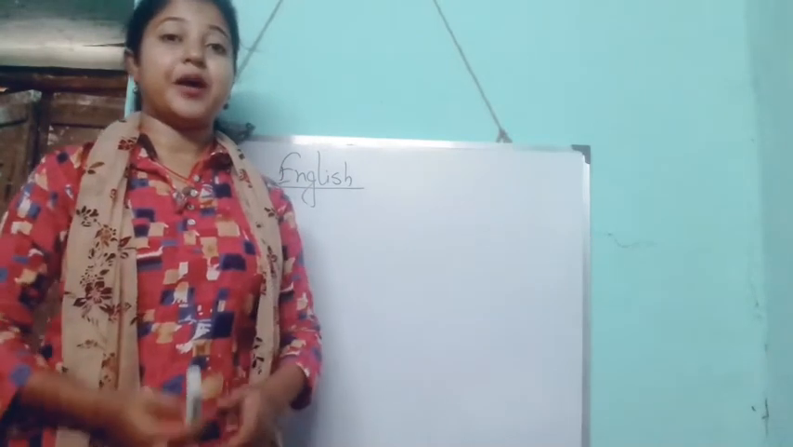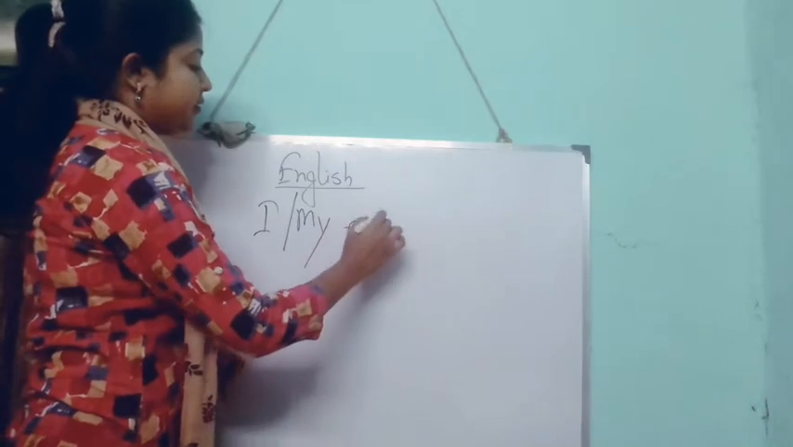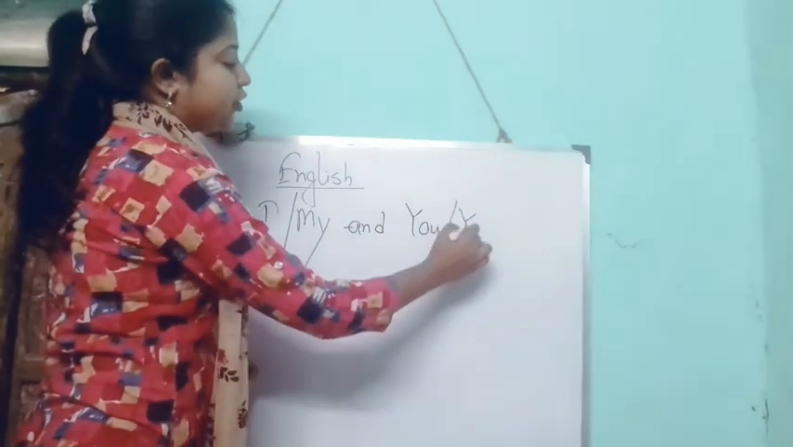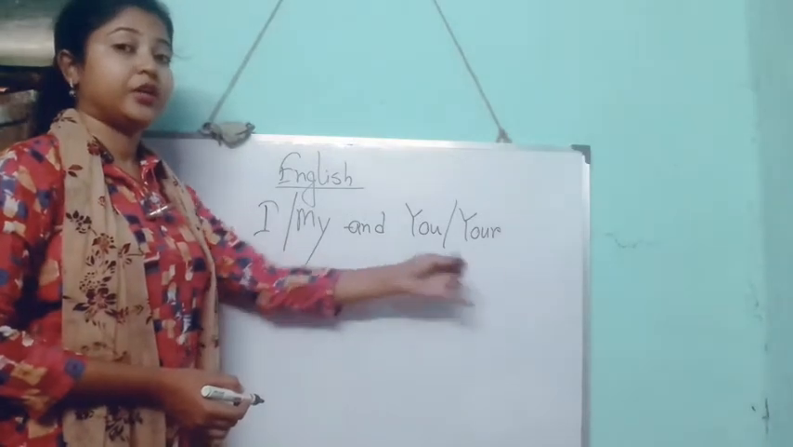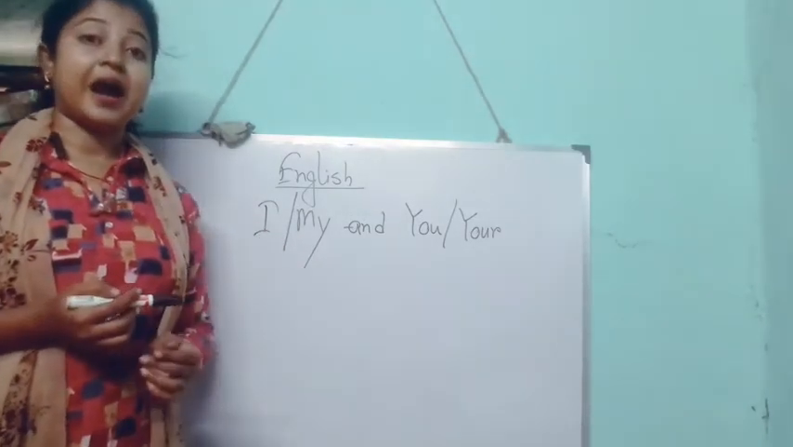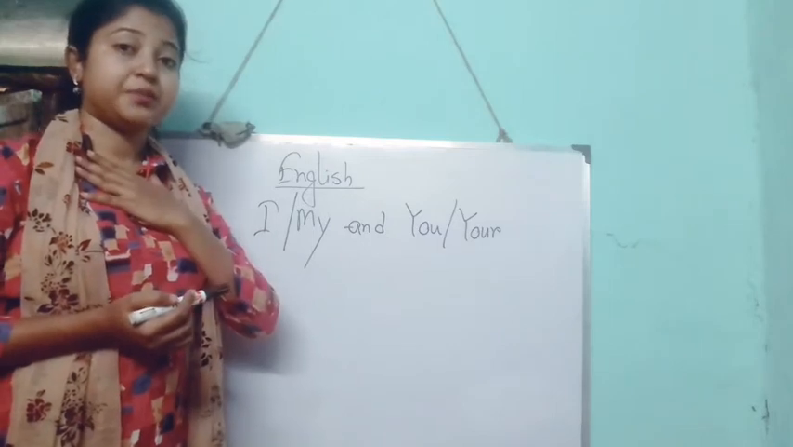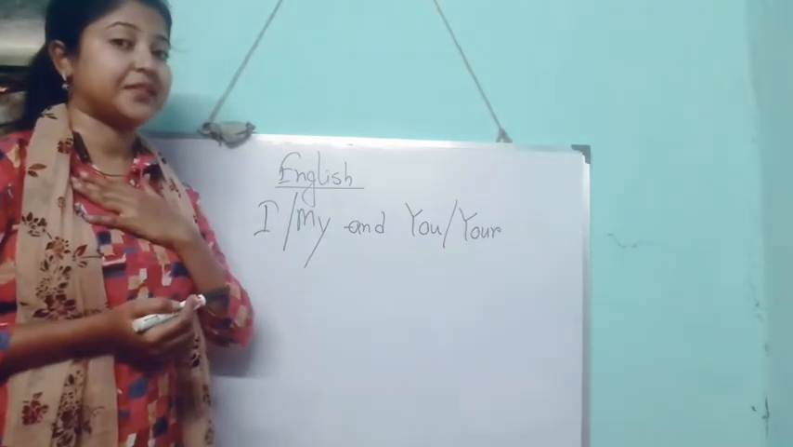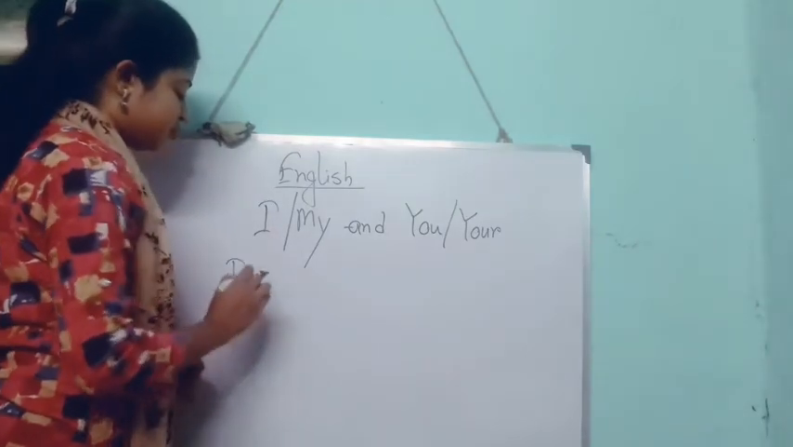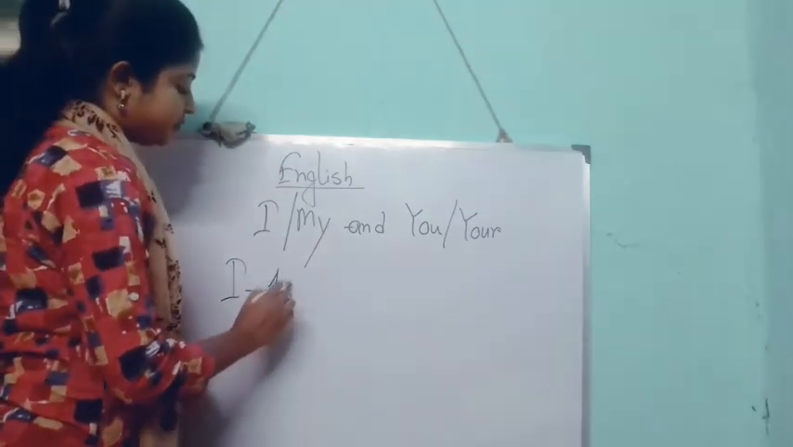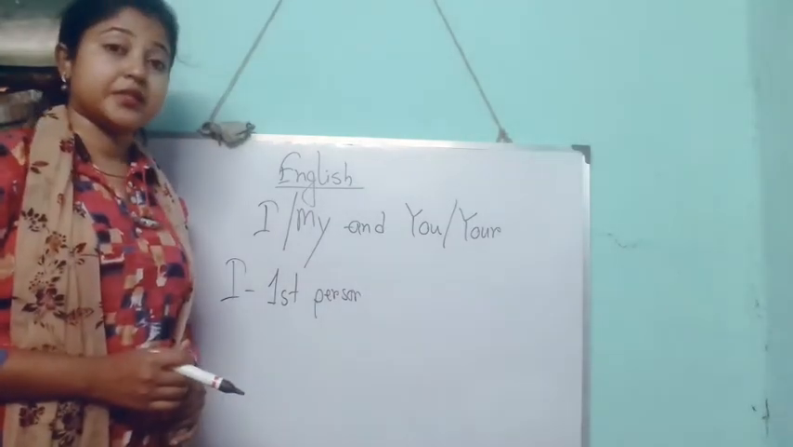Now, today we will learn about I, my, you, and your. When we use I, it indicates oneself, that means our own first person. I is used for first person. That is for our own self. Okay? First person.